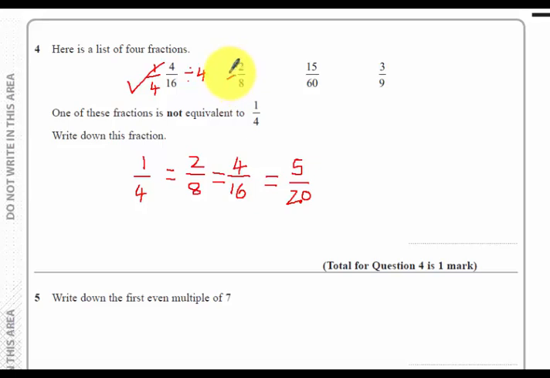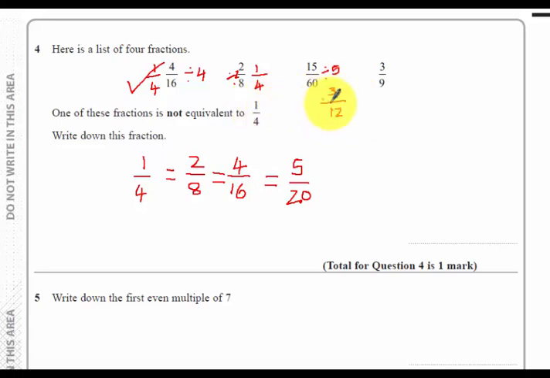2/8, if I divide the top and the bottom by 2, I'm going to get 1, 2 divided by 2 is 1, 8 divided by 2 is 4, that one's 1/4. 15/60, now you can do these in more than one step. If I start off by saying, I know 5 goes into it, so I'm going to divide by 5. 15 divided by 5 is 3. 60 divided by 5 is 12. You need to know your tables for this.